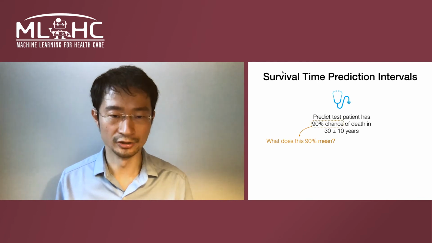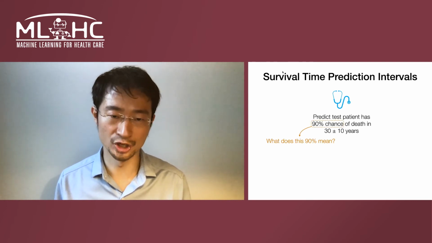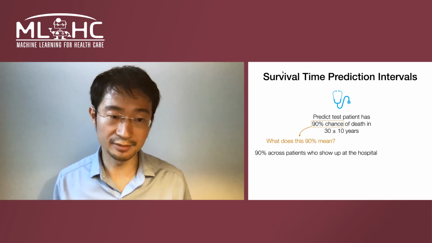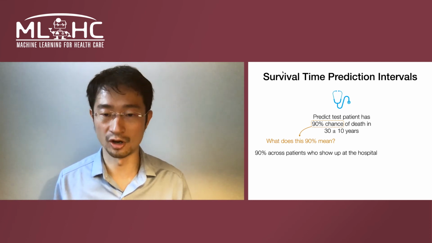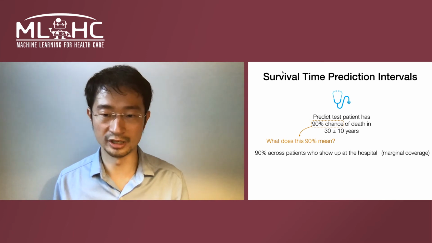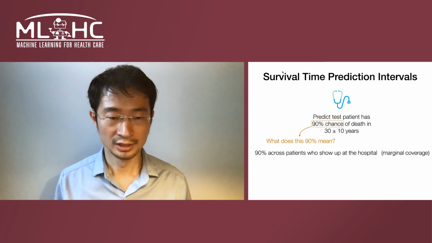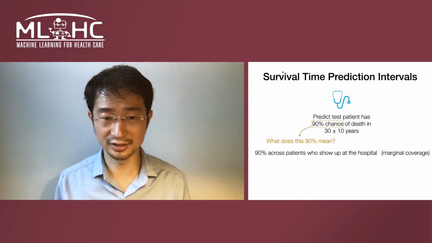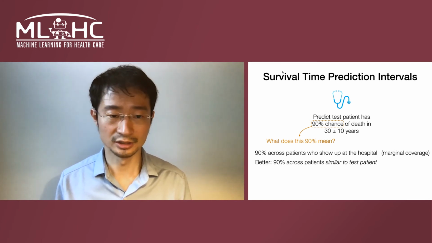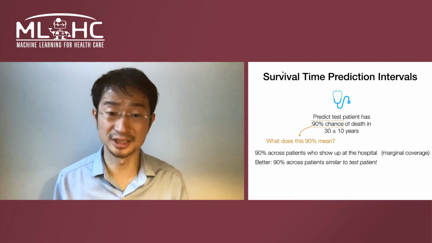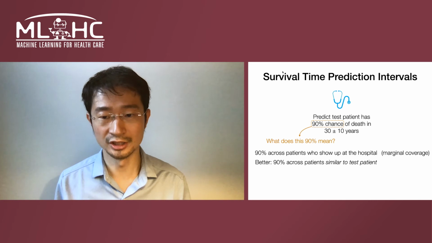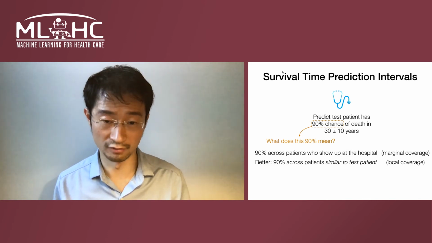So here, there's a question of, well, what do you mean by 90% chance? So this could be 90% across patients who show up at the hospital. This would be what we call marginal coverage. However, if you're the test patient, you probably would want something that's more like 90% chance across patients who are similar to you. So this leads us to a different notion of coverage that's called local coverage.